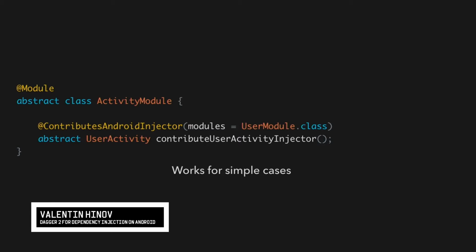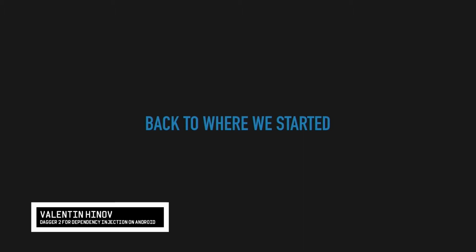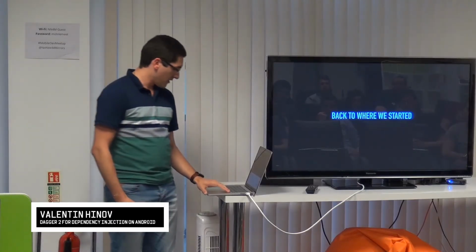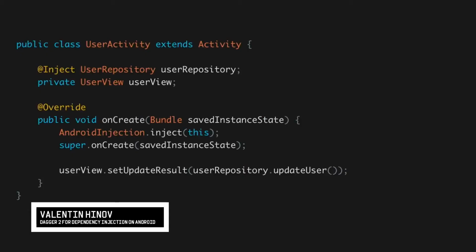Right. So we saw a lot of code just now, and probably some of it didn't make sense. So let's get back to where we started and trace our steps back to see how everything magically works together. If everybody remembers, we started with this super simple, naive class where we just wanted to inject a user repository, and we thought that if you just add AndroidInjection.inject, it'll work. Now, because of all the setup we've made, it will, but let's see what it actually does.